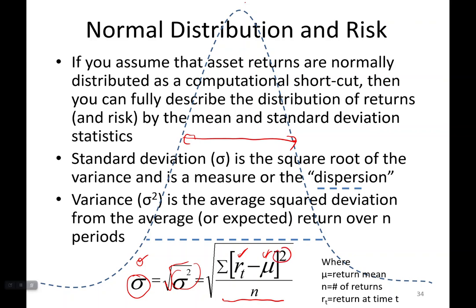Now, why do we square it? Because if we didn't, by definition, the value would be 0. So we square it to make sure that we have non-negative values and the average doesn't turn out to be 0.